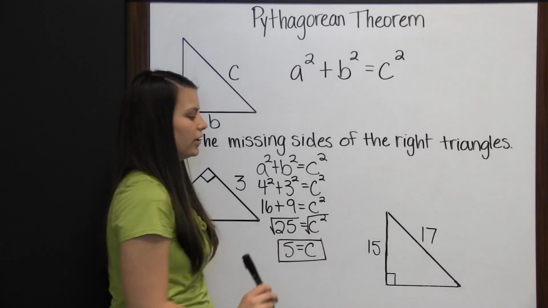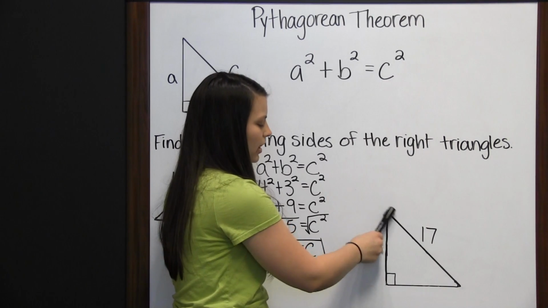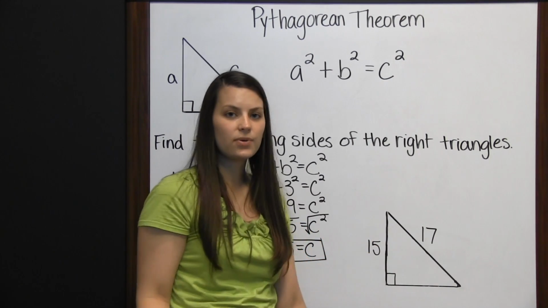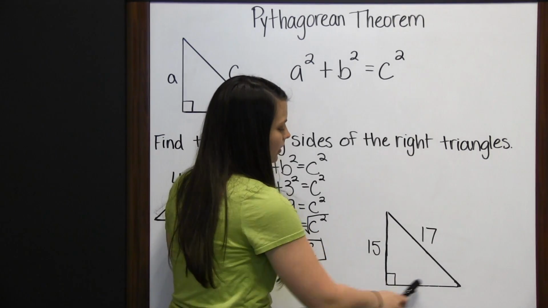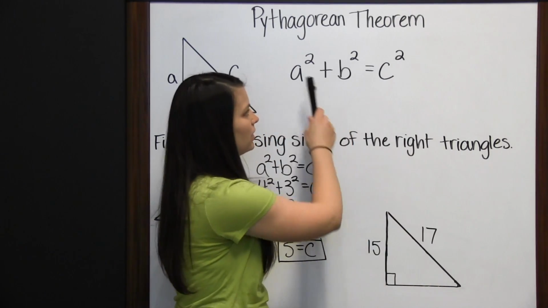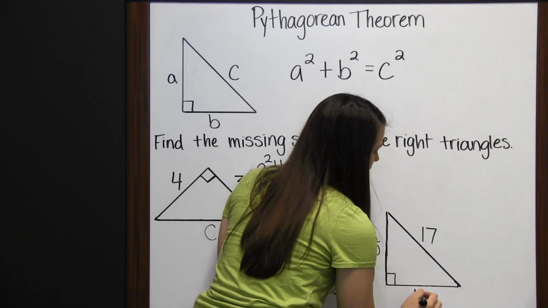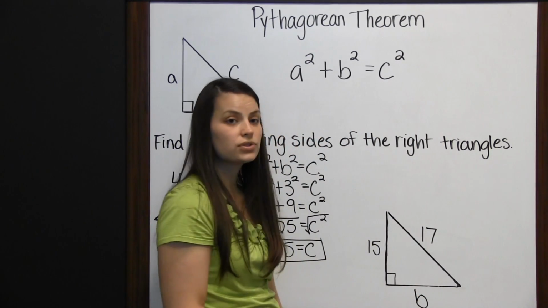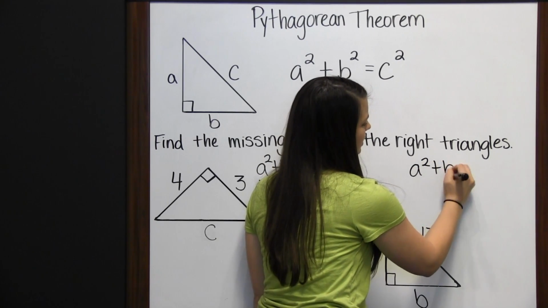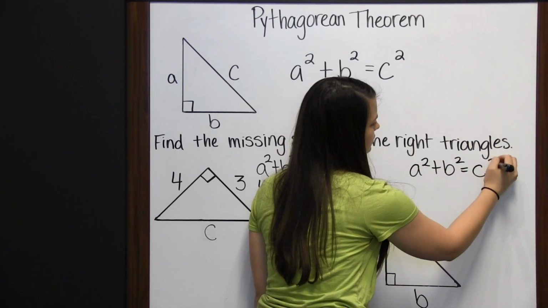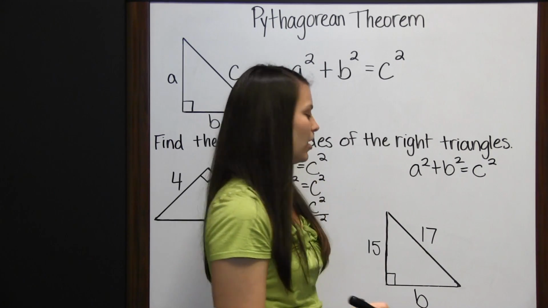On this next triangle, we know the hypotenuse this time. Across from the right angle is our hypotenuse, and that's given to us as 17. So what we're trying to find now is one of our legs. And this leg can either be your A or your B. So I'm going to call it my B. Again, we'll start with the Pythagorean theorem. A squared plus B squared is equal to C squared. A and B are your legs, and C is your hypotenuse.